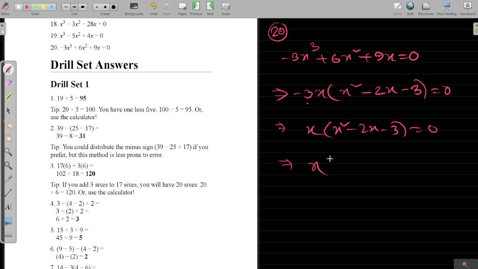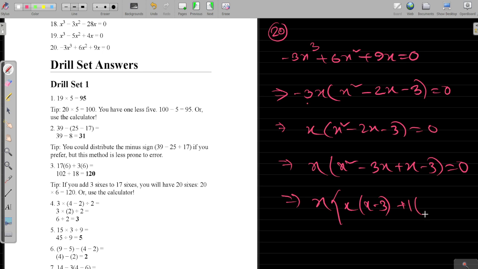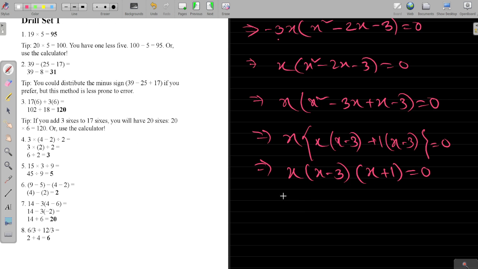Then I will do the middle term here, x squared minus 3x plus x minus 3 equals 0. So if I take common x from here, then the remaining part will be x minus 3 and plus 1 times x minus 3. So I will get x into x minus 3 into x plus 1 equals 0. So this portion will be x equals 0, minus 1 and 3.